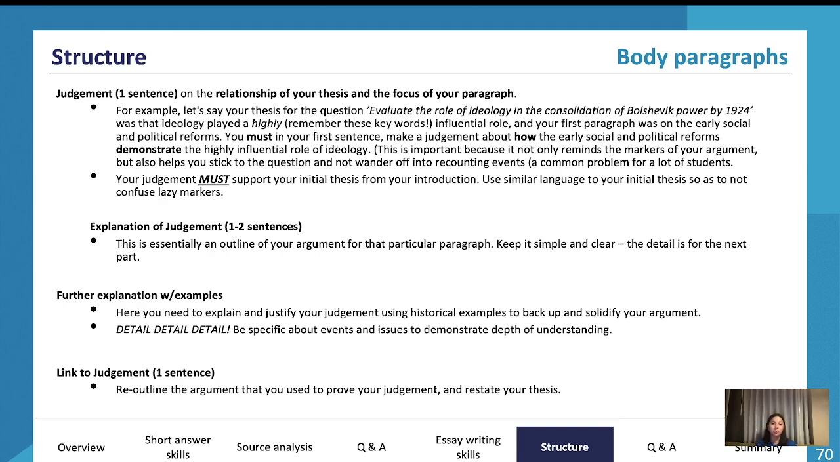Your judgment needs to support your initial thesis, and you want to use similar language so you don't confuse your lazy markers. You don't want to go back and forth. If you made that thesis in the intro, just stick to it, and you don't want to bring up new ideas. Now, you want to explain that judgment in 1 to 2 sentences, which is just really outlining the argument.